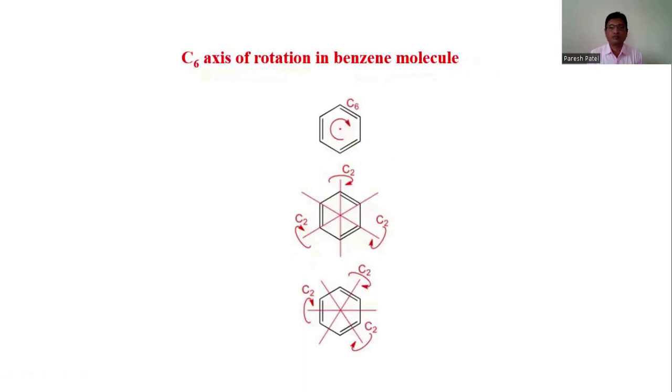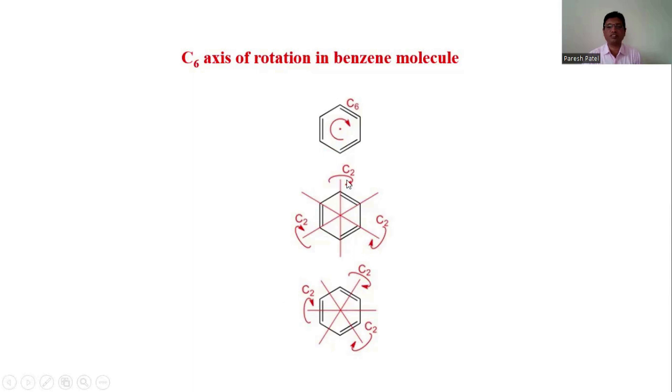Now, the C6 axis of rotation in the benzene molecule. In case of benzene, if we imagine this imaginary axis, and if we rotate these molecules along this axis around 60 degrees, we get the equivalent orientation position. So the main principal axis is C6. In case of the benzene molecule, C6 is perpendicular to 6 C2s, and these are the positions of the C2s.